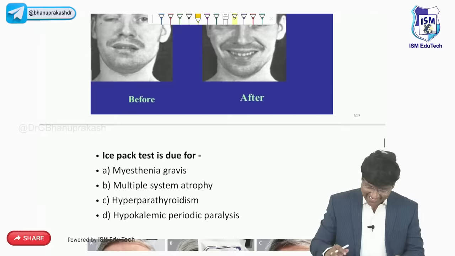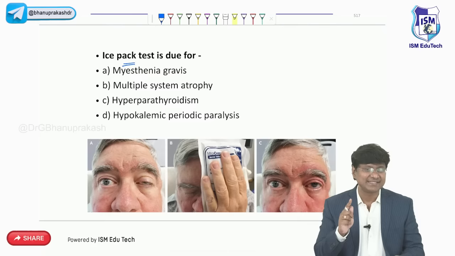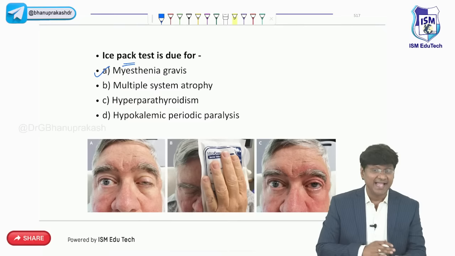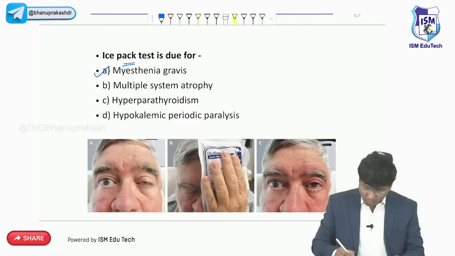Okay. Next, another important test for myasthenia gravis is the ice pack test. What is the ice pack test for? It is for myasthenia gravis. Whenever you place an ice pack over the ptosis, what will happen to the ptosis? The ptosis will disappear. That is your ice pack test.